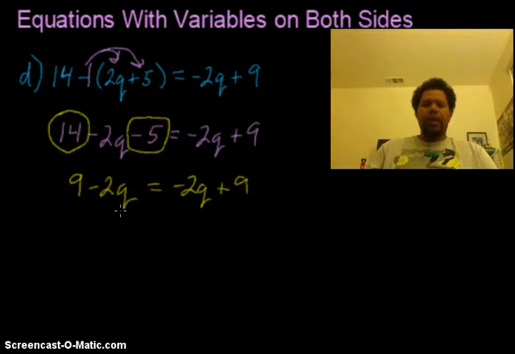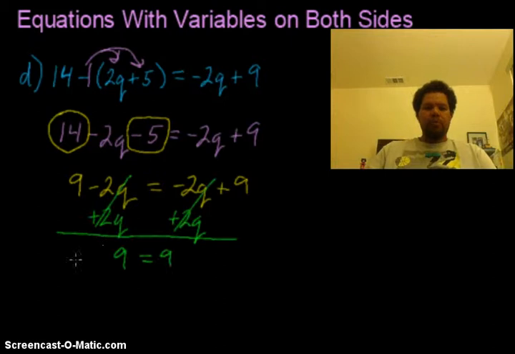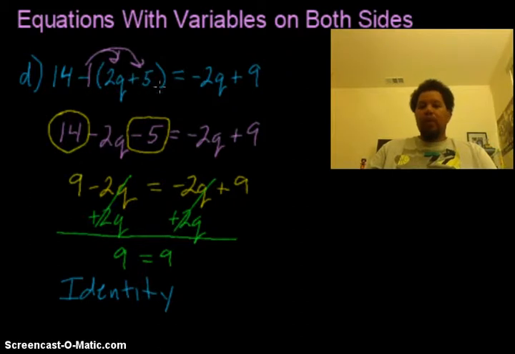First I'm going to cancel out this negative 2q by adding 2q to both sides. It leaves me with 9 equals 9, which is a true statement. 9 always equals 9. Therefore, this is called an identity. Identity means that no matter what value I choose for q, I'm always going to get a true statement. So this means all real numbers are the solution to this equation. No matter what I choose, it will work.